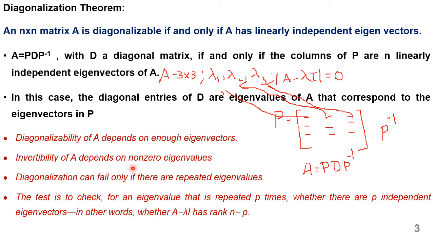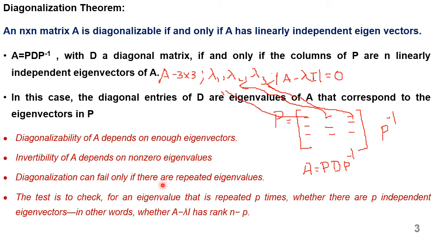Invertibility of A depends on non-zero eigenvalues. This is a very important aspect. When we find the eigenvalues, if one of the eigenvalues happens to be 0, then the matrix will not be invertible. Invertibility depends upon non-zero eigenvalues because when you diagonalize, these eigenvalues come as the diagonal elements.